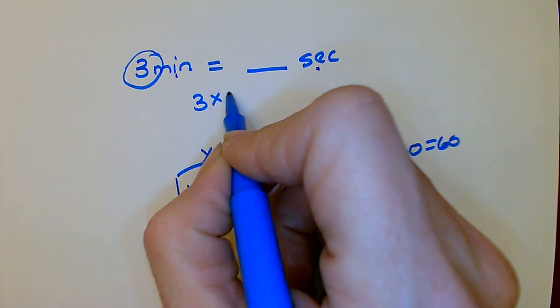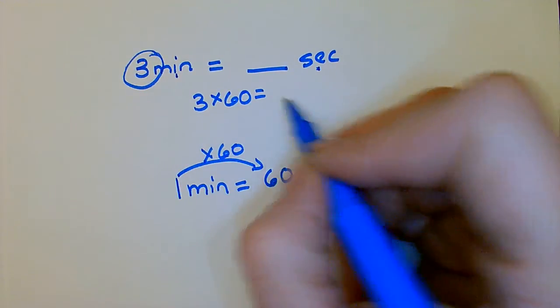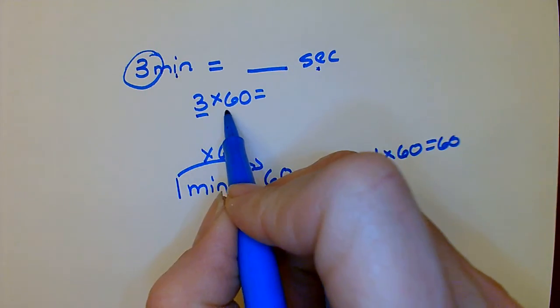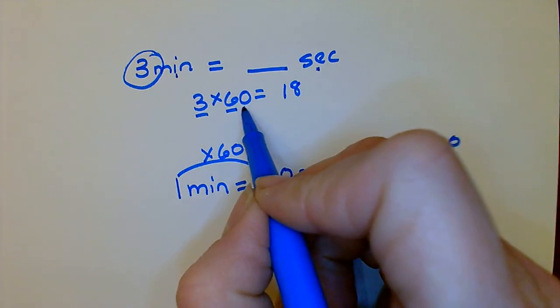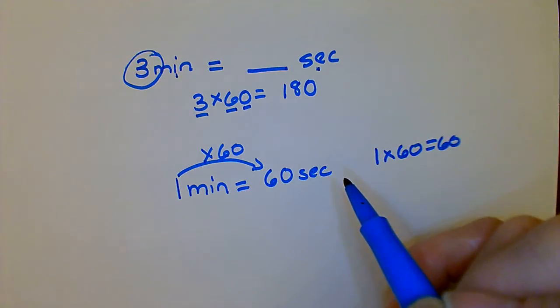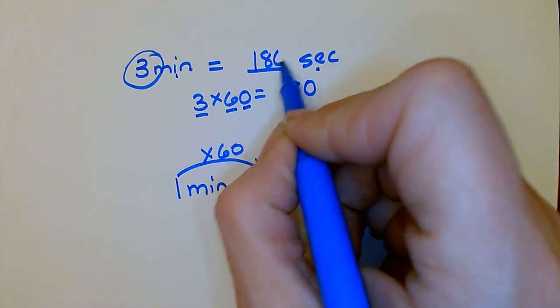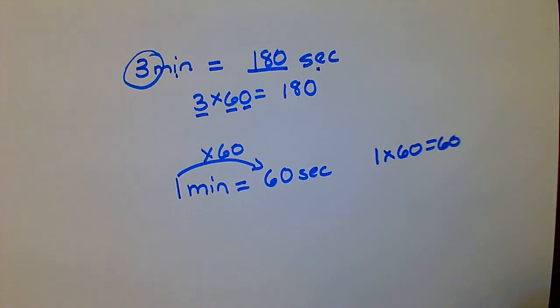So 3 times 60. Well, that's easy. 3 times 6 is 18, and tack on that 0. Use your 0 trick. So 3 minutes is 180 seconds. The commercial, or the commercial break or whatever, is 180 seconds long. All right, I hope that this is starting to make sense.